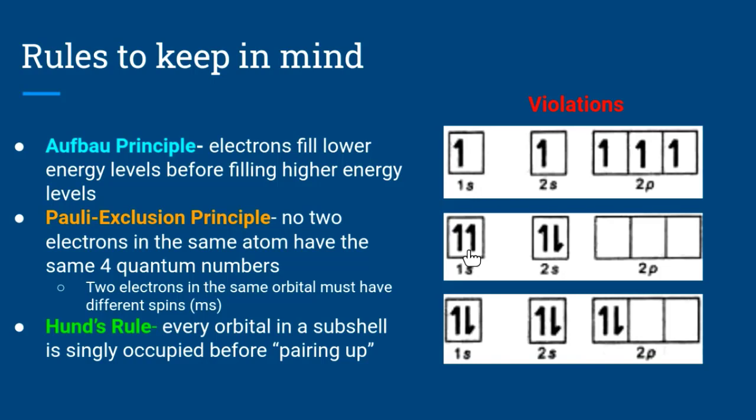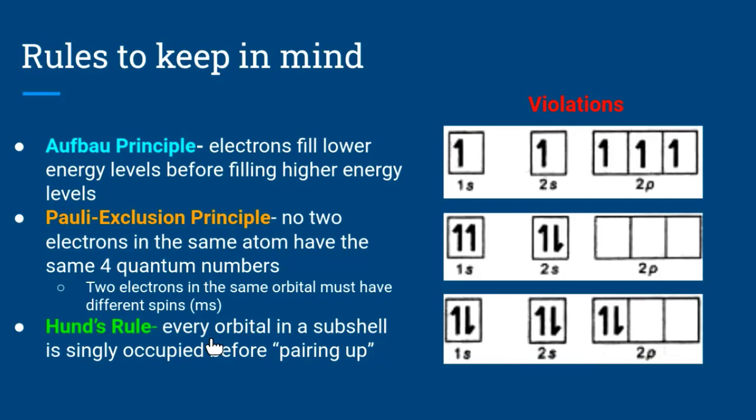So if 2 electrons are in the 2s orbital, they would need to have opposite spins because if they're in the same orbital, their first 3 quantum numbers are exactly the same. That's why the 4th quantum number, which is ms, the spin, needs to be different for the 2 electrons.